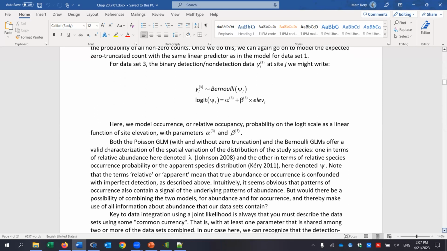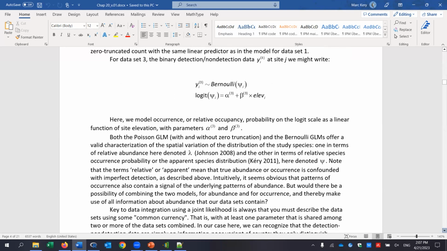And then for the third data set, for the binary detection, non-detection data, in principle, we might write something like this. So this is 0-1 data. The typical model for that is like the coin flip model, a Bernoulli distribution with a success probability, which here I denote by this fork type of Greek letter, which is a psi, yeah. And then this would just be a logistic regression. So the logit transformation of this expectation I would again express as a linear function of covariates with different parameters here, because they're superscripted by 3 for data set 3. Yeah.